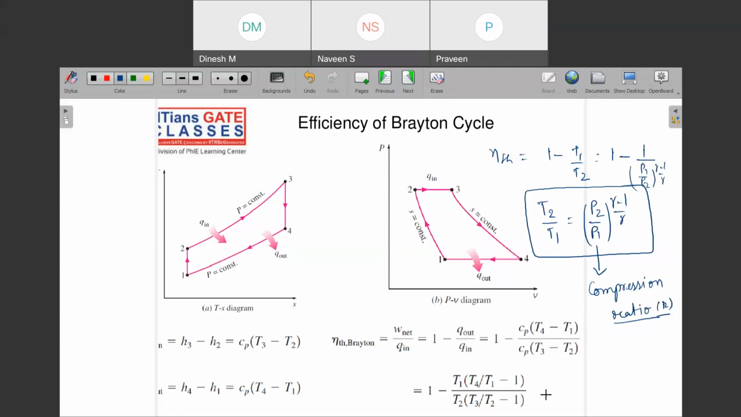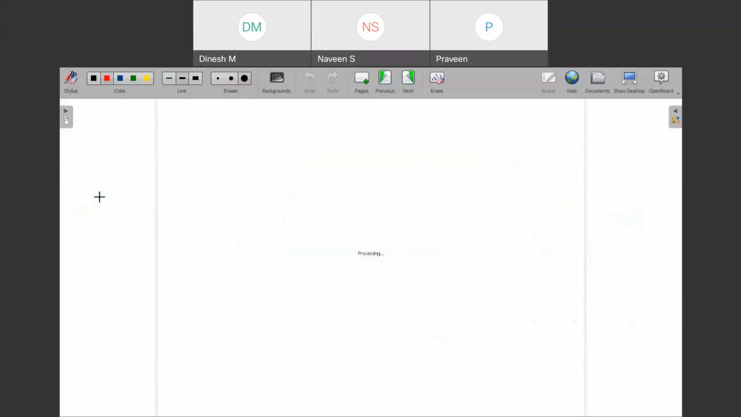Now if you write down the efficiency, the final expression is: thermal efficiency is 1 minus 1 upon r to the power (gamma minus 1) upon gamma. This is how we should remember the efficiency of the Brayton cycle. The efficiency of the Brayton cycle depends on the compression ratio and the index of compression, that is gamma, the ratio of specific heats.